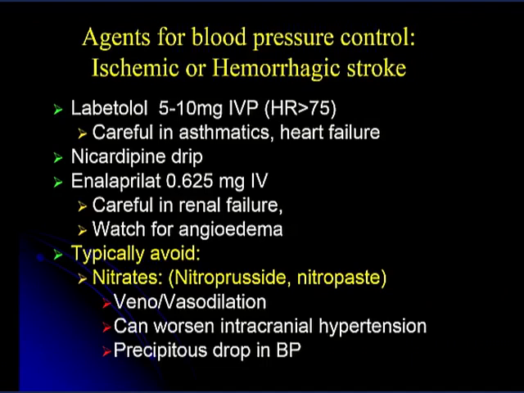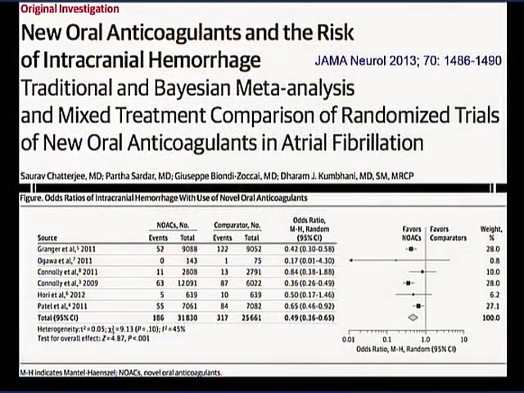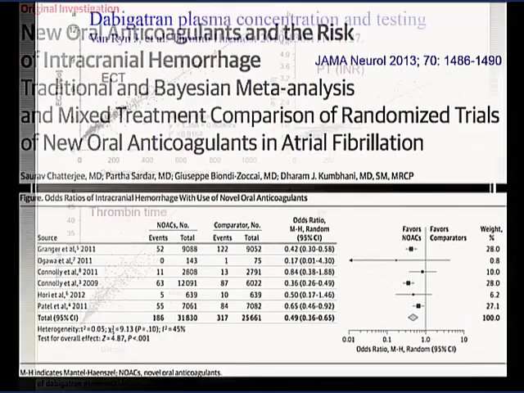What happens is people think they're cheap, for example the nitropaste, but when patients complain of headache because you just put a nitrate on them, then you're going to get a scan, which now makes it an $800 nitropaste patch. It also can worsen the ICP, and you can have precipitous drops in the blood pressure. So, the new oral anticoagulants, I touched on this already, about the risk of intracerebral hemorrhage.